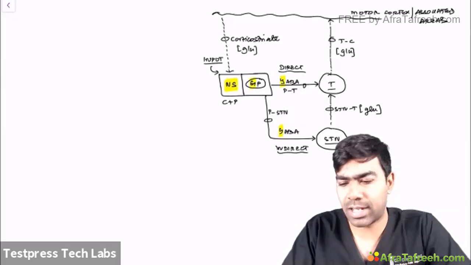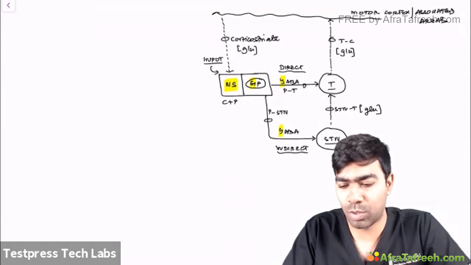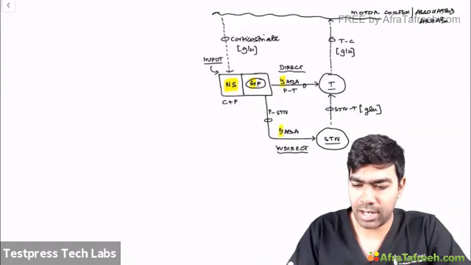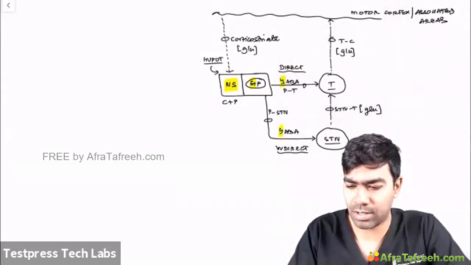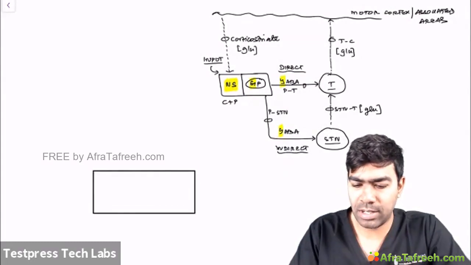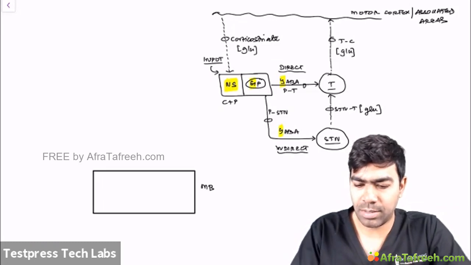Then the effects of the basal ganglia can be modulated by a variety of neurotransmitters. One of the important neurotransmitters is dopamine for that purpose. Let us draw the basal ganglia here. It's the substantia nigra here. And where is the substantia nigra? It is basically present in the midbrain.